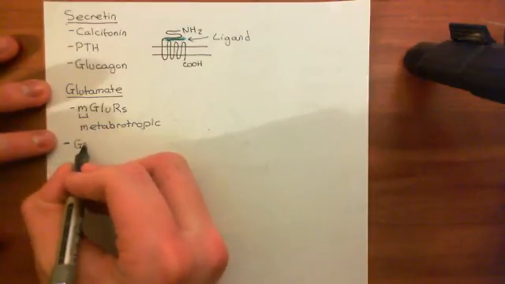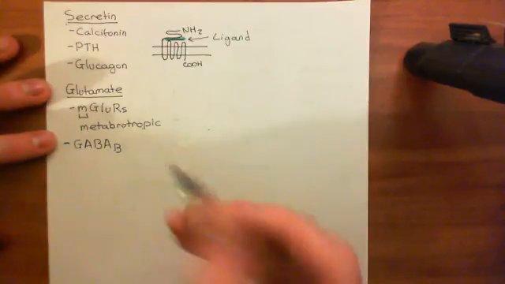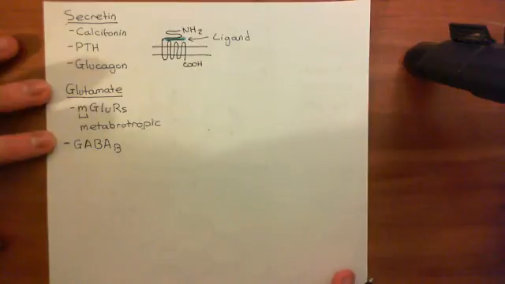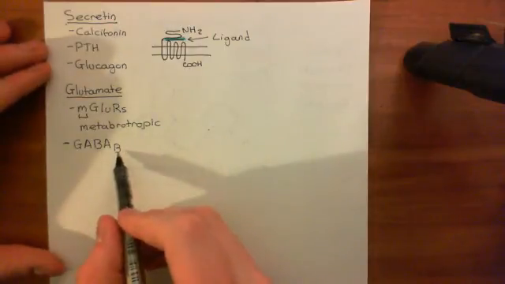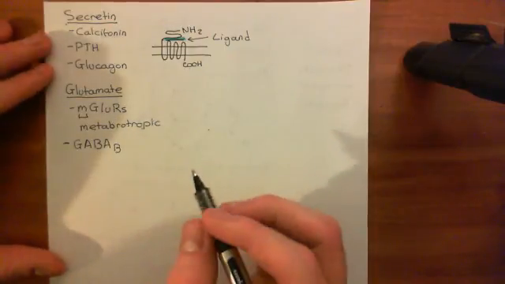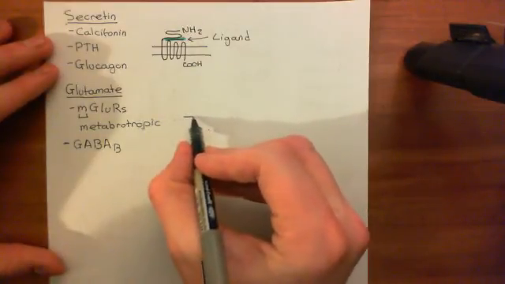Other examples of glutamate family G protein coupled receptors are the GABA B receptors. Glutamate is the main excitatory neurotransmitter within the brain. GABA is the main inhibitory neurotransmitter within the brain. And again, GABA usually acts through ligand-gated ion channels. The GABA A receptors are cys-loop ligand-gated ion channels, and they're the main type of receptor for GABA. However, you do also have GABA B receptors, which are G protein coupled receptors, and they are again in the glutamate family of G protein coupled receptors.